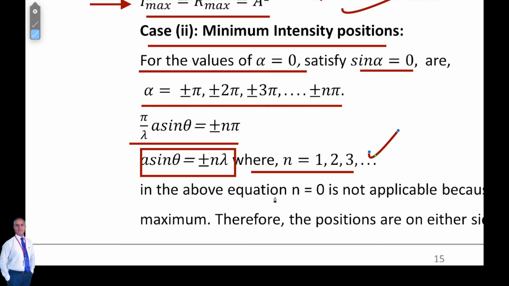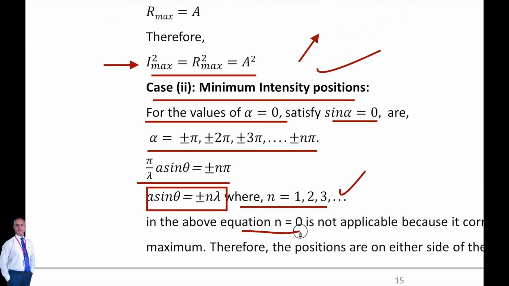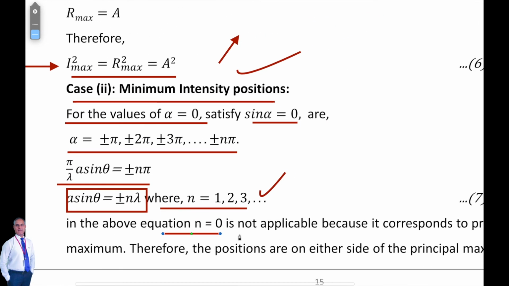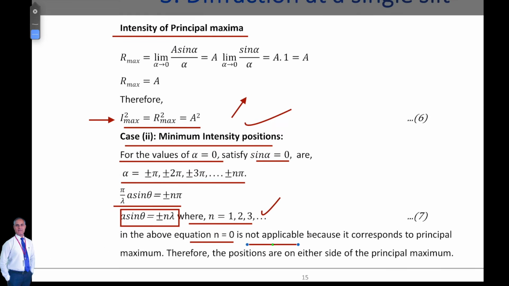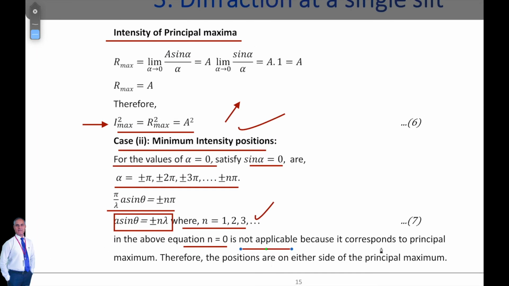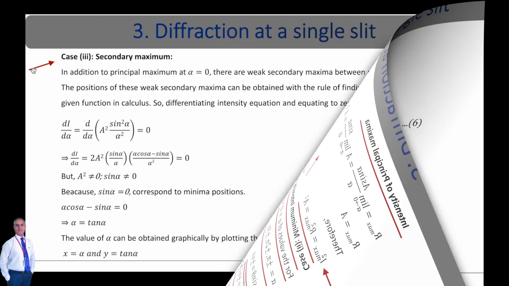In equation number 7, n is equal to 0 is not applicable, because n is equal to 0 corresponds to the principal maxima, where theta is equal to 0, that is there is no diffraction of the light. So at point P0 we are getting maximum intensity. Therefore, the position of minimum intensity is always beyond the principal maxima, on its left and right side.